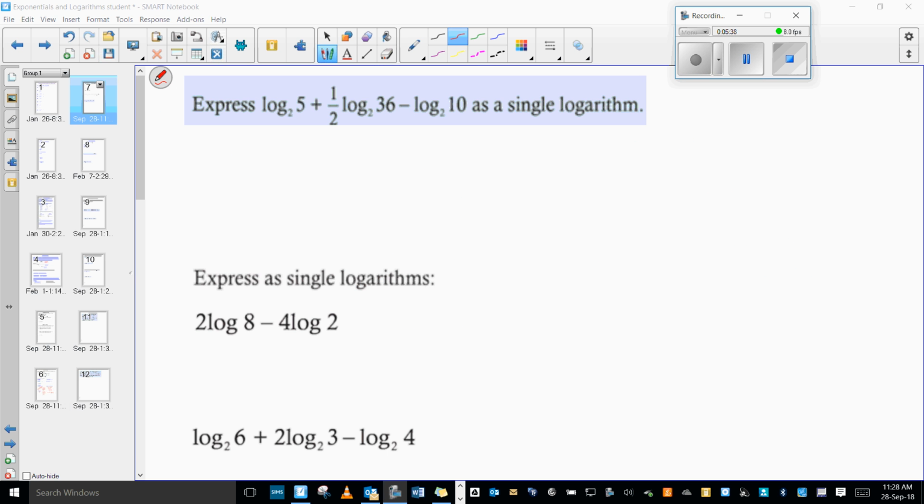Right, these kinds of questions start to become a bit more popular. So express the left as a single logarithm. That means they don't want log, log, log, they just want one log statement. Alright, so lots of things going on here. First thing, check that they're all the same base. They are all base 2. Any suggestions what we might do first?